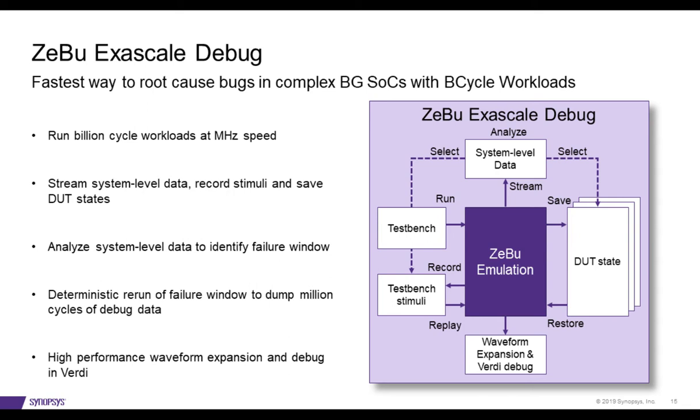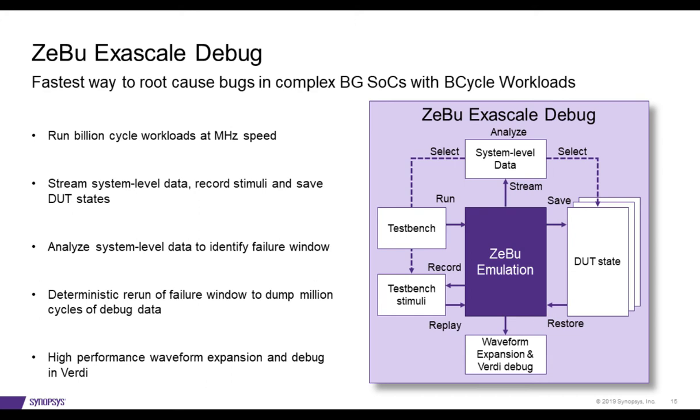So the very first thing you're doing is running your billion cycle workloads at megahertz speed. Now, during this period, while the run is going on, you're doing many things. You're streaming out system level data, which is at speed and in infinite depth. You are also recording your test bench stimuli, and then you're doing DOT save at periodic intervals.